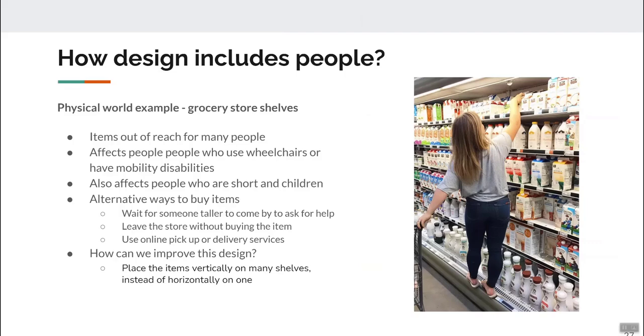So let's think again about, as a person who uses a wheelchair, how does this shelving design include or exclude me? And then as a designer, let's think about how we can improve this design. I thought of one way where we place the items vertically on many shelves instead of horizontally on one. That way, the taller people can reach the items on the tall shelves, and people who can't reach up that high can take the items off the lower shelves.